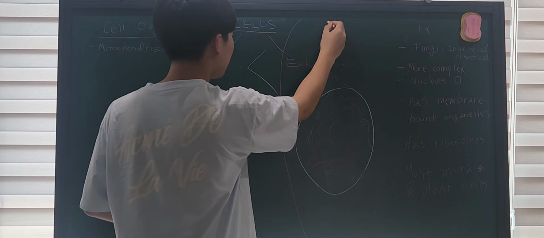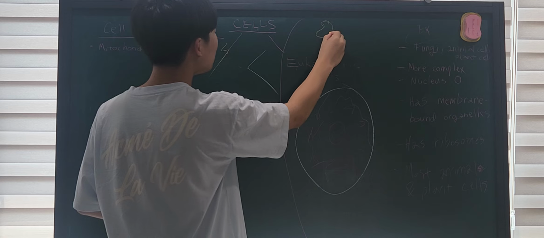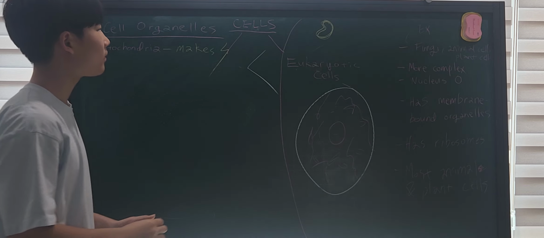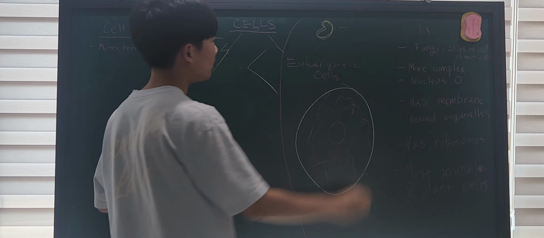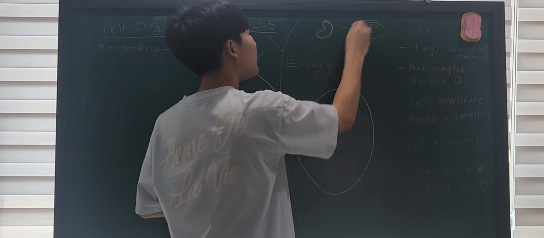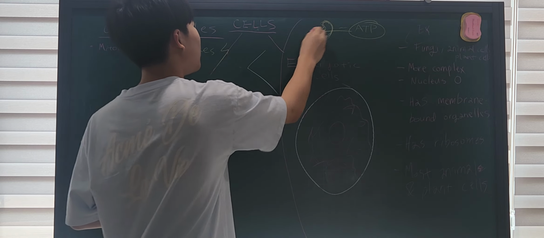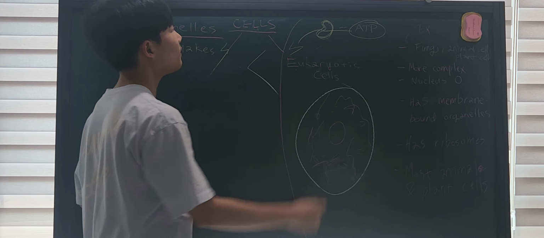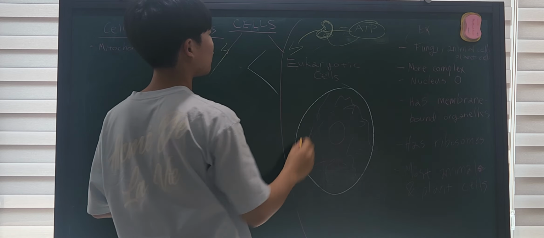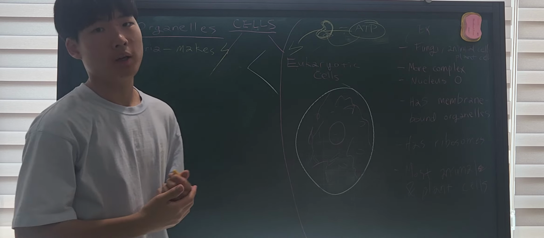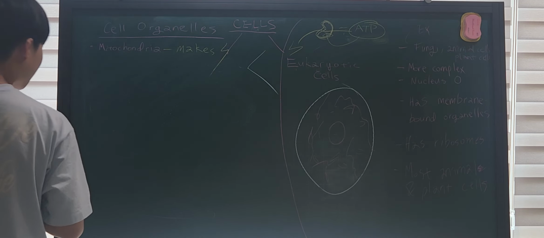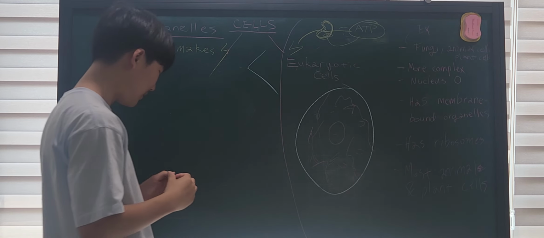So a mitochondria is shaped like this. It's a kidney-shaped, membrane-bound organelle. This converts ATP into energy. ATP is used to make energy, but the mitochondria does it all. It's really simple.